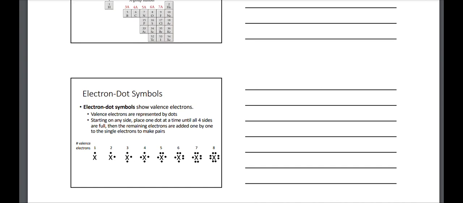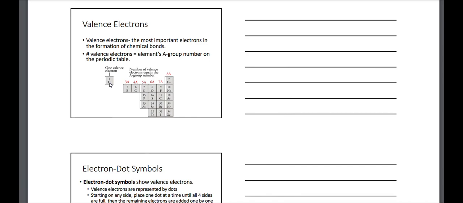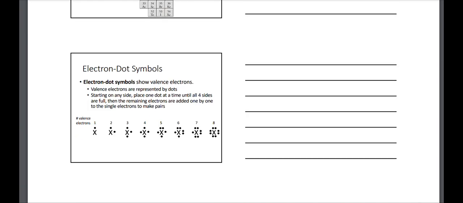What we do is we use simply dots to represent valence electrons. So valence electrons are represented by dots. The way that we draw this, and I would like you to pay attention to this, we start by placing one dot representing a single valence electron. So if you're looking at hydrogen, it will have 1 valence electron. So this will be the hydrogen.